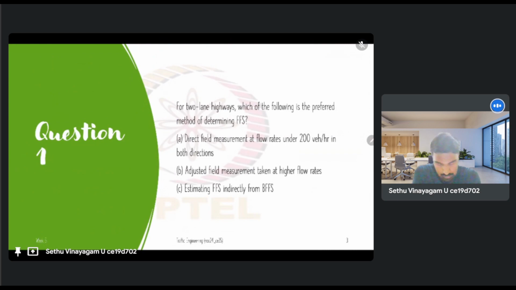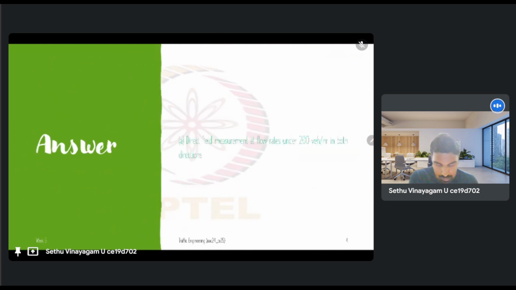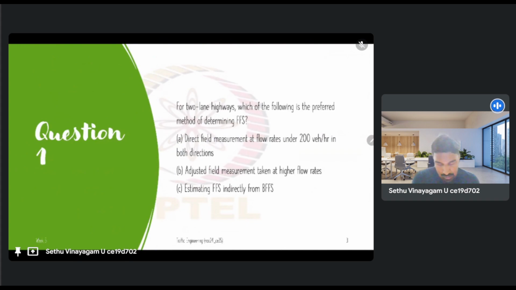Okay, so let's take a look at the answer now. The right answer is option A. It is a direct field measurement at flow rates under 200 vehicles per hour in both directions. All these three are ways of estimating the free flow speed, right?